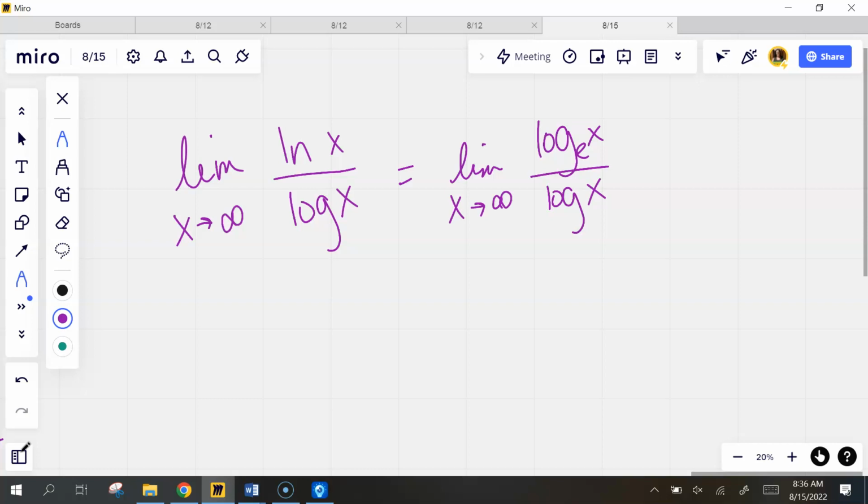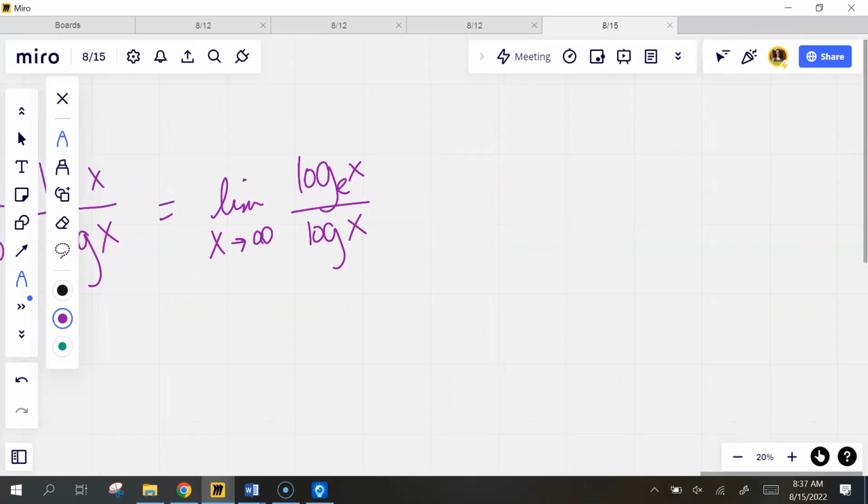Is there any way to force them to have the same bases? Let me ask you that. Do you remember how to do that? You can rewrite any log in any base you want. Do you remember how? Change of base. That's exactly right. Do you remember what change of base is?